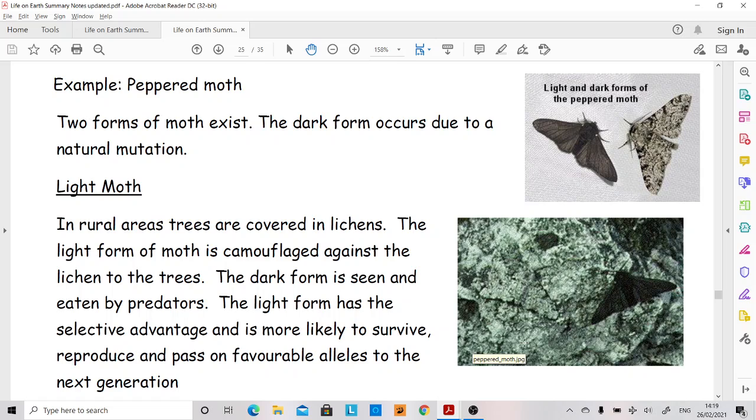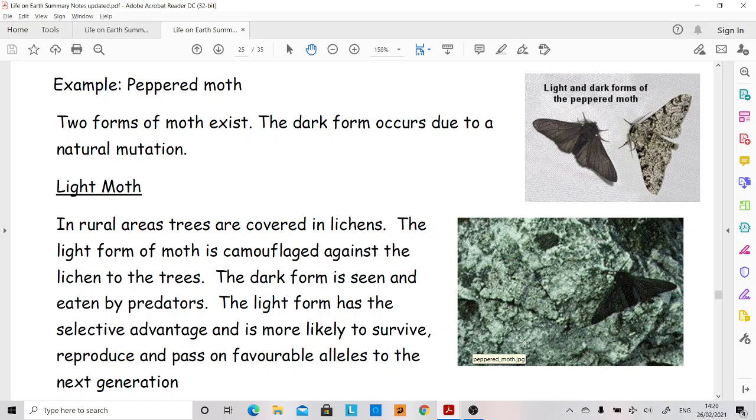These moths are nocturnal, and they rest on the bark of trees during the day. Their predators are robins and thrushes, so types of bird. And as these birds fly past, it's very easy for the bird to see the melanic form against the background. So melanic forms were more likely to get eaten.